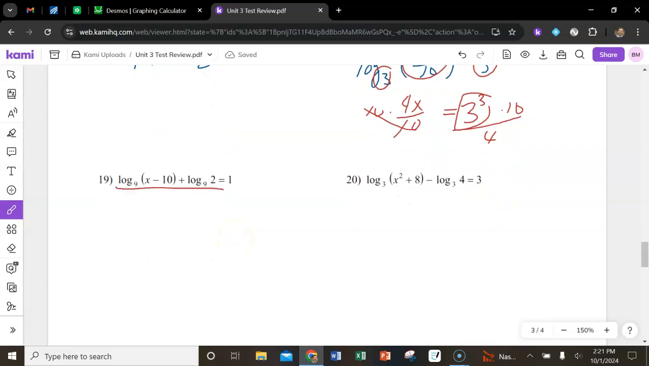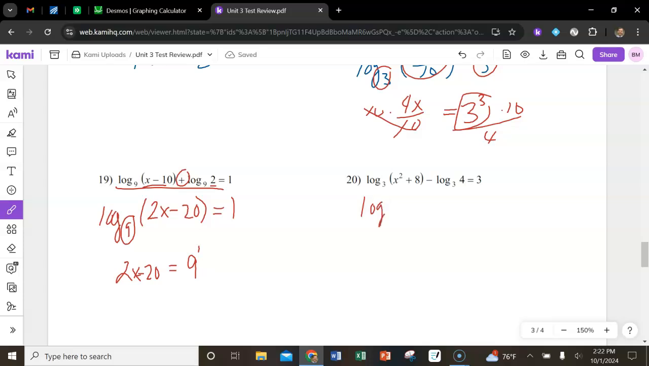So take this, use your log property, log base 9 of, it's addition, so we would do multiplication. x minus 10 times 2 would be 2x minus 20 equals 1. Rewrite it in exponential form, so we're going to go 9 to the first power equals the stuff inside, 2x minus 20, add 20, divide by 2, and so forth. And then 20, again, the same thing.